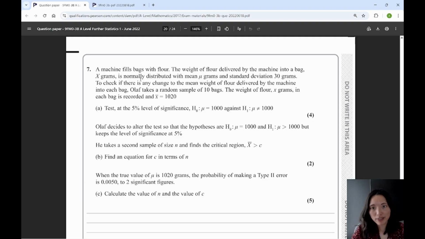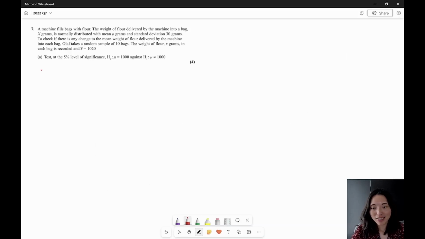Again, before we do anything further, whenever we see a question talking about a distribution of a mean in a number of different samples, we should know that we need to use the central limit theorem. So let's do part A together. Part A asks us to test at a 5% level of significance two hypotheses, H0 being mu equals 1,000, against H1, the alternative hypothesis, of mu doesn't equal 1,000.